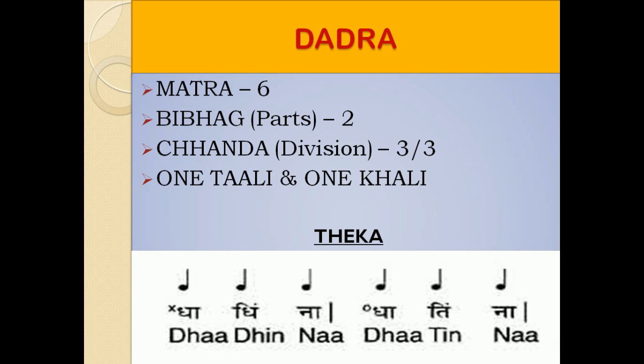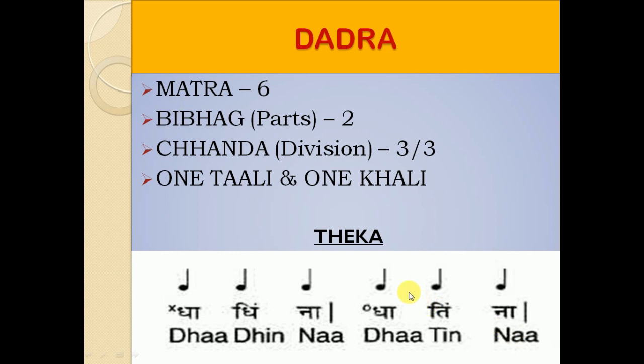Okay. So Tali is opposite from Khali. So here you can see that just above this particular matra or this bol dha, we have Khali. So here you do not clap, you just separate your hands. And in the same manner, you do not have any symbol on tin and na. So what you have to do is just use your fingers on tin and na. So dha, one clap, then dhin finger, then na finger, and then on this dha, this is Khali, you separate your hands, then tin, use your finger, then na, again you can use your finger.